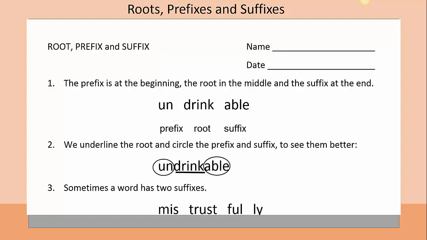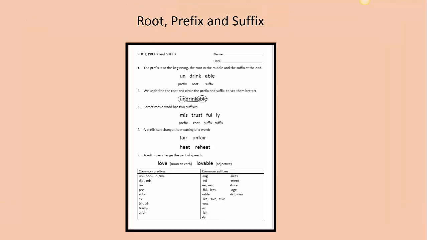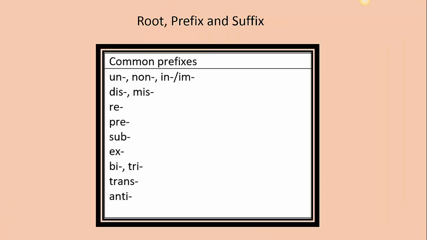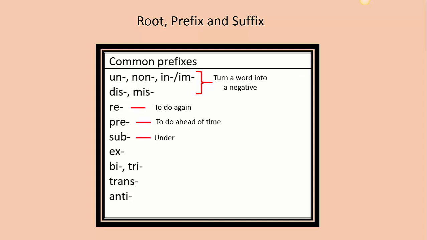Give the students the following reference sheet called Root, Prefix, and Suffix for their notebooks, and it is attached. You'll notice that in the section Common Prefixes, the first 6 are the easiest, the ones that turn a word into a negative. Then you have re, to do again, pre, to do ahead of time, sub, under, ex, out of, by and try, 2 and 3, trans, across, and anti, against.